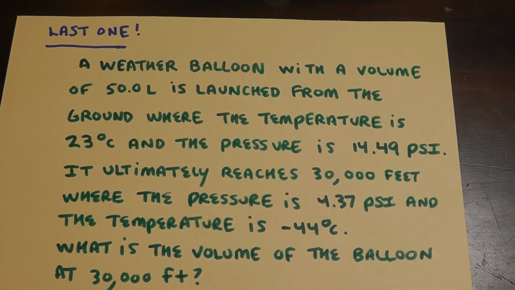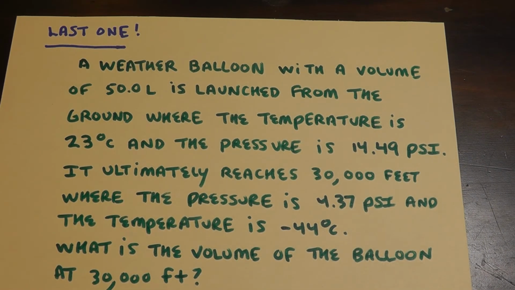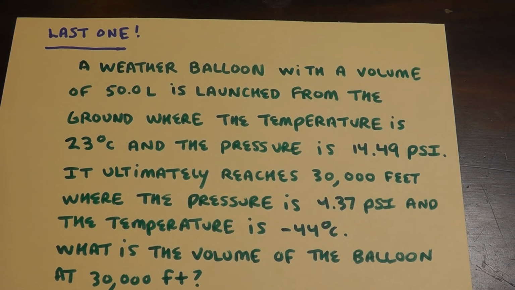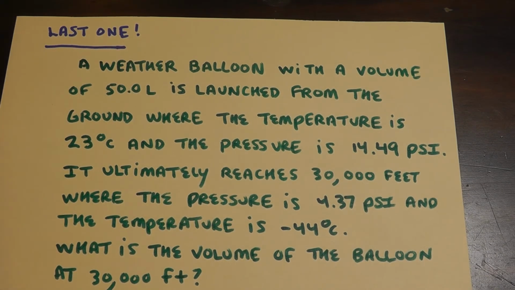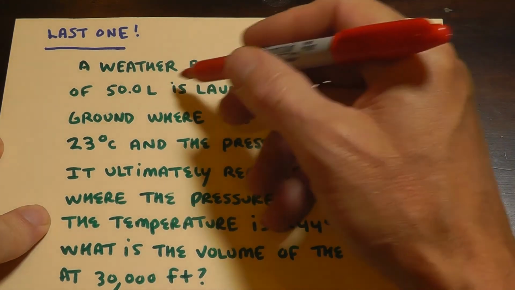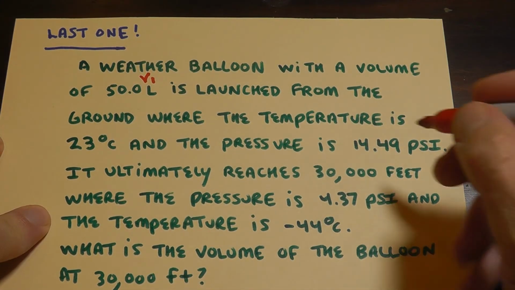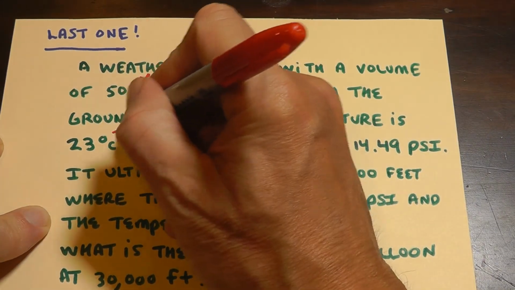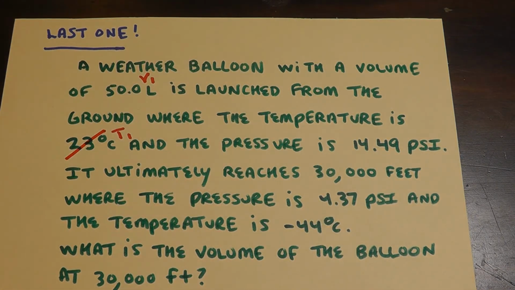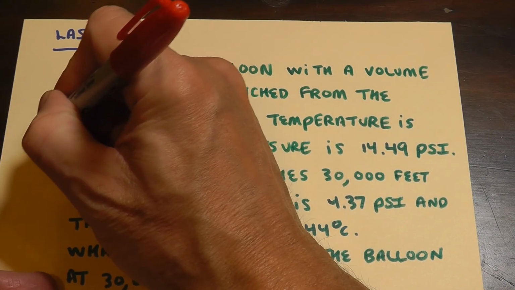Oh boy, weather balloon problem, huh? Okay, we can handle this. Look at all those words. I'm so intimidated. Look at all those numbers. We got this. All right, let's just go through and read it. Okay, weather balloon, volume V1, is launched from the ground where the temperature is T1. I'm going to change it to Kelvins: 273 plus 23. 296 is T1.